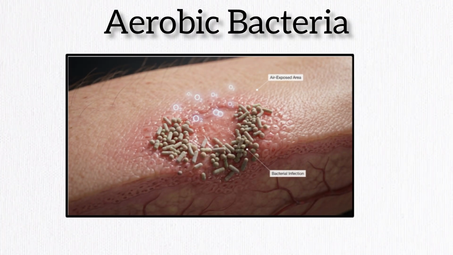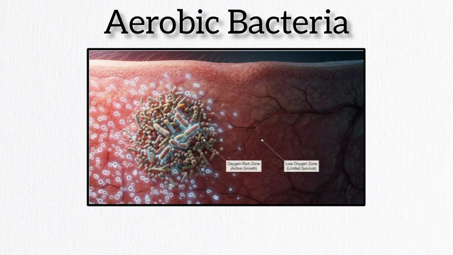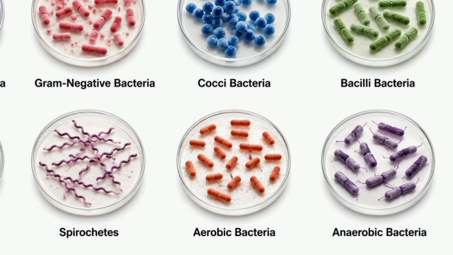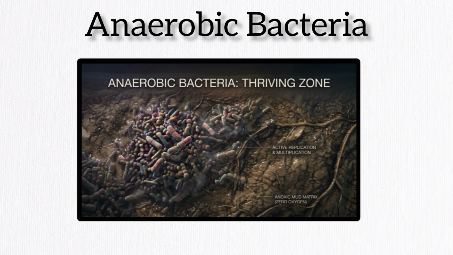However, some can cause infections, especially in areas of the body exposed to air. Their dependence on oxygen limits where they can live, but within those environments, they often grow quickly and actively. Anaerobic bacteria thrive in environments where oxygen is absent or extremely limited. In fact, some species are harmed or killed by oxygen.